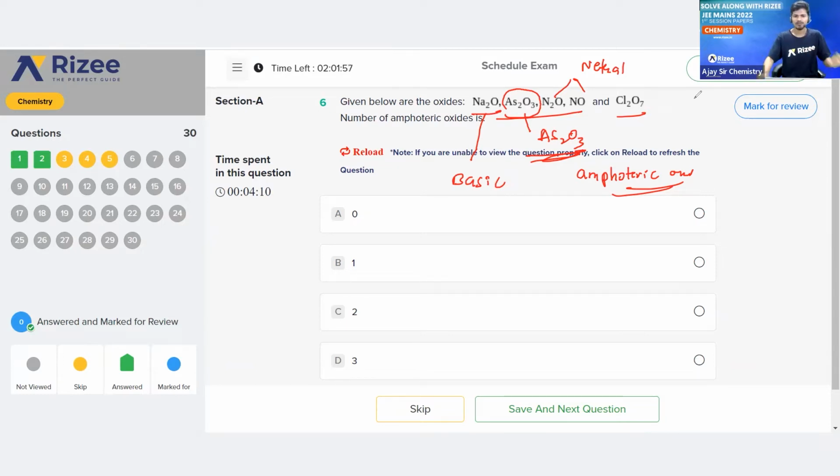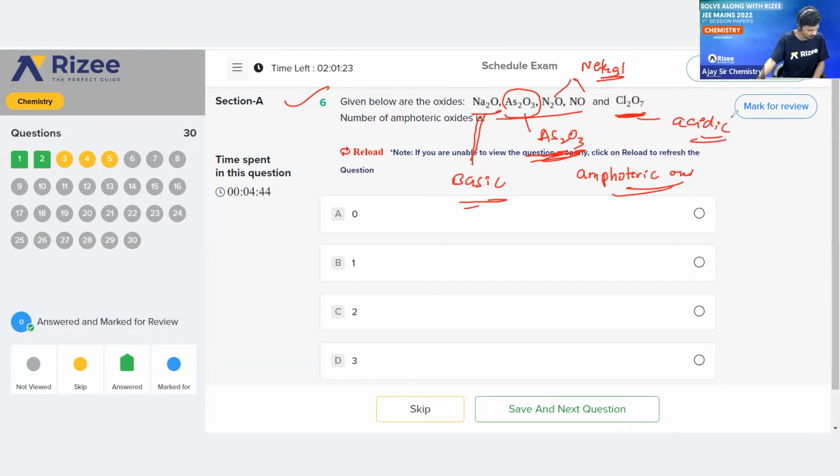So first see what the question is. They are asking amphoteric oxides. They are given some oxides, and from these oxides they are asking how many amphoteric oxides there are. So only one amphoteric oxide is there, that is As2O3. Na2O is a basic oxide, and N2O and NO both are neutral oxides, and this Cl2O7 is an acidic oxide.